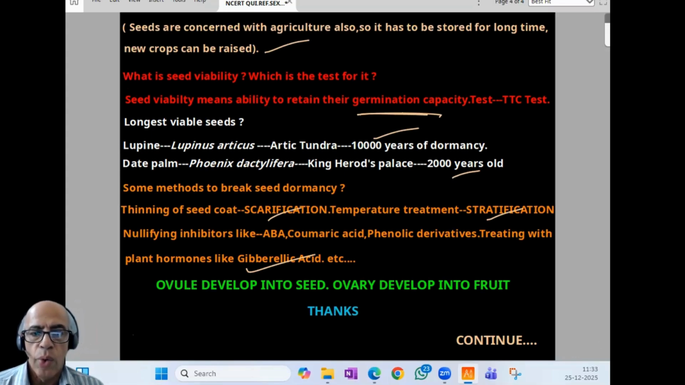Now remember, ovule develops into seed, ovary develops into fruit.